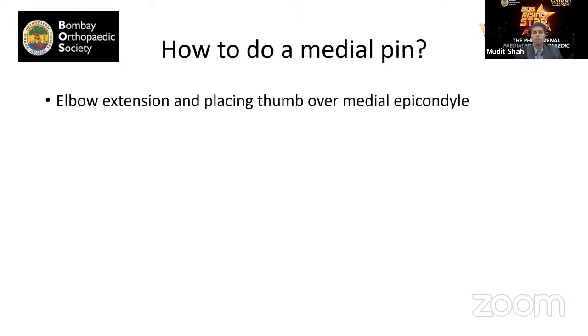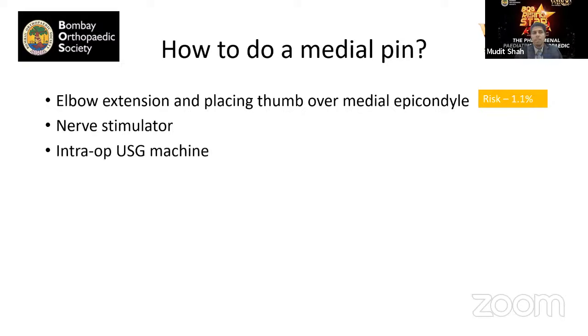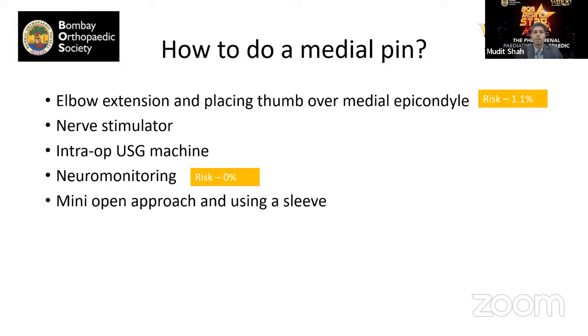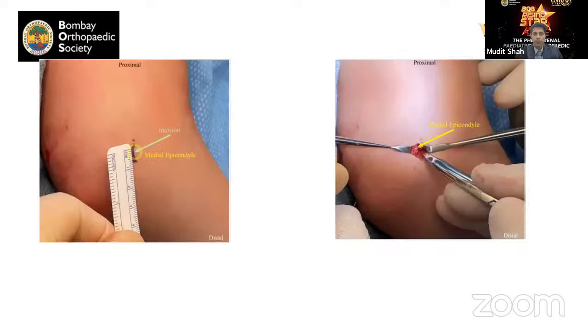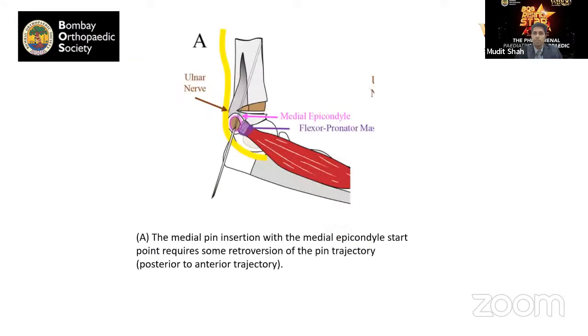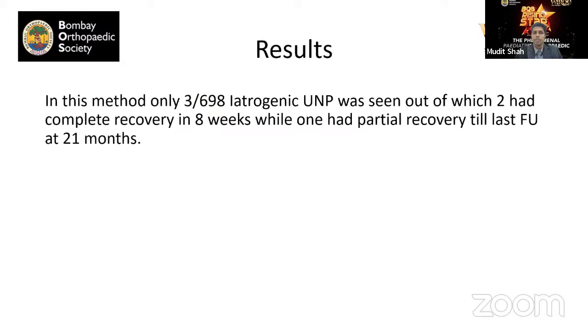The normal way of putting a medial pin has been with the elbow in extension, placing the thumb over the medial epicondyle and passing it through the medial epicondyle, which has a relative risk of 1.1%. Using a nerve stimulator, intra-op USG machine, and neuromonitoring might not be the most practical approach, although it has a risk of 0% as described. But using a mini-open approach and a sleeve might be useful, like this described in JBJS 2021. They said, instead of passing through the medial epicondyle, we can pass a wire through the flexor pronator mass and avoid these injuries. They had less than 0.01% of ulnar nerve palsy in these cases.